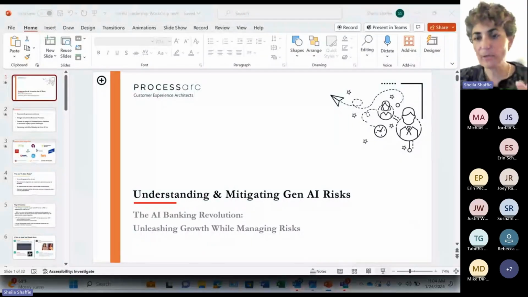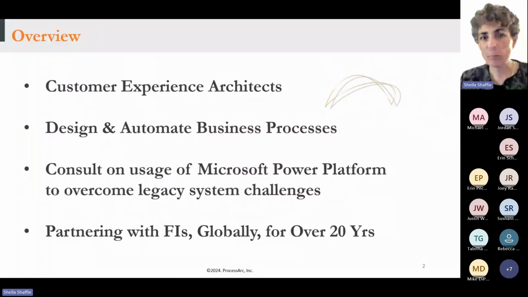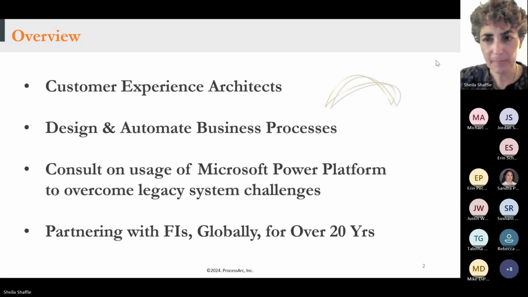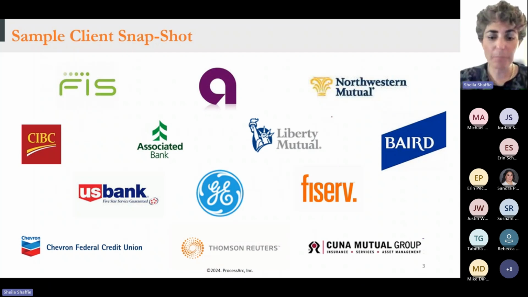So again, we are really ultimately here to talk about generative AI risks, in particular to our space of banking. Very quickly, we are customer experience architects, and our job is to help financial institutions design and automate their business processes. We are practically 100% at this point a Microsoft Power Platform shop, and we've been around for 20 years, so we have a clear understanding of the risks and challenges within the world of banking. Just to make you feel comfortable, we have a plethora of smaller, but also very large Fortune 100, Fortune 500 financial institutions that trust us in helping them leverage technology to overcome business challenges.